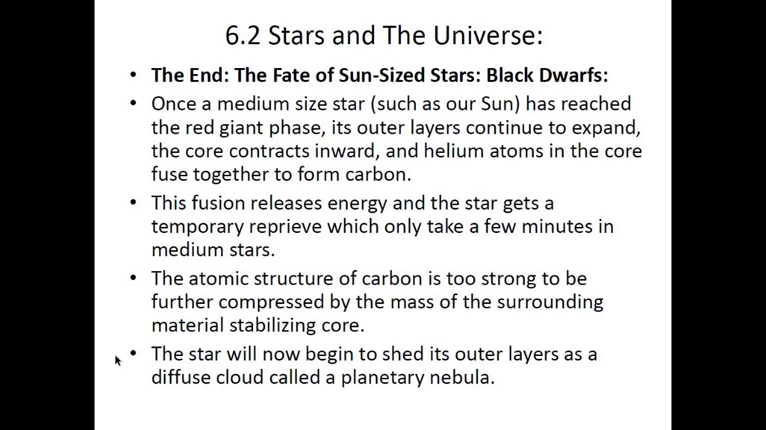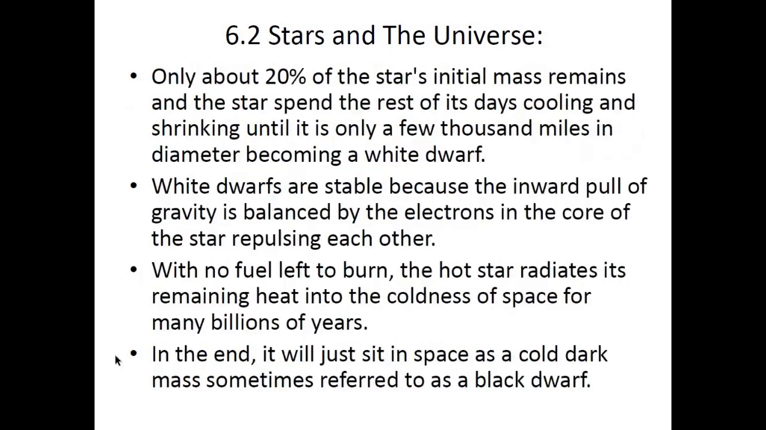The atomic structure of carbon is too strong to be further compressed, hence the core starts to stabilize as no further reactions are possible. The star will now begin to shed its outer layer as a diffuse cloud called the planetary nebula, because that nebula, that dust and material cloud spewed out by a star, would eventually become the founding material for new planets and new stars. So this is mostly known as a planetary nebula.